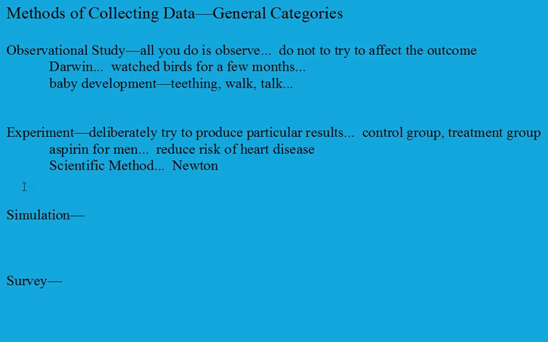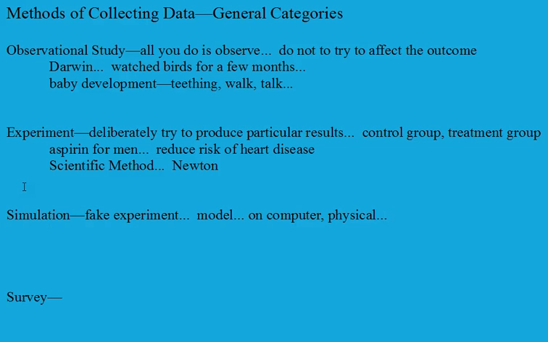Alright. Next up is a simulation. It's basically like a fake experiment. You're not actually doing an experiment with the real thing. You're building some sort of model. It could be on a computer or it could be a physical model. But there's some reason you don't want to do the actual experiment, and so you make kind of a fake experiment.